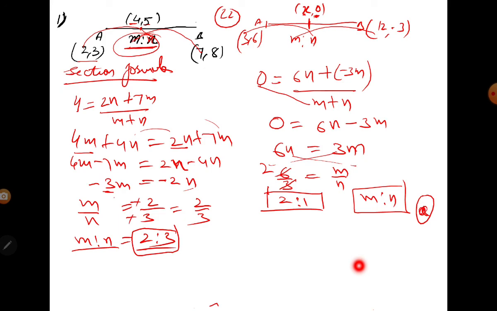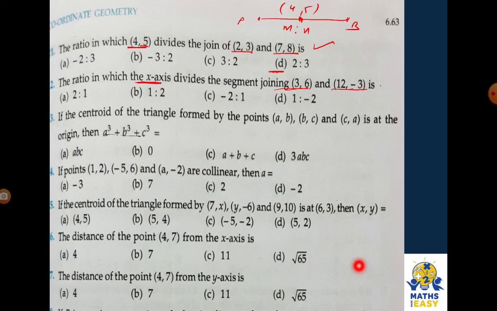Got it? So now next question. Again, I'll give you one hint. Then you can solve it easily. Question number 23: If the centroid of the triangle formed by the points A, B, B, C, C, A is at origin, you can check it from here. If the centroid of a triangle formed by the points, children, you are given points A, B and C.